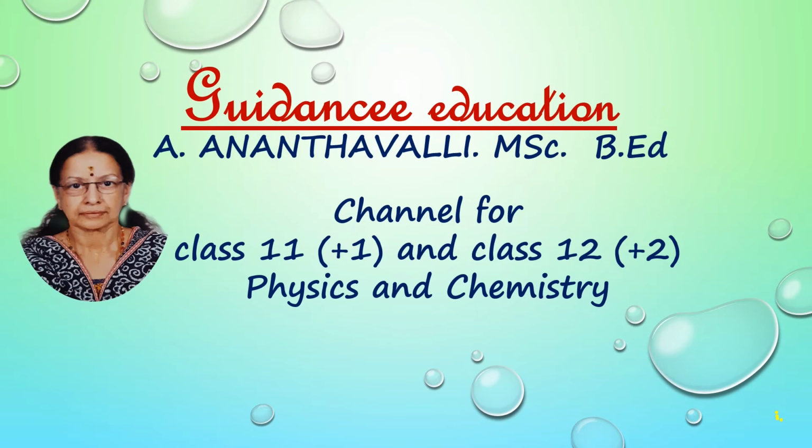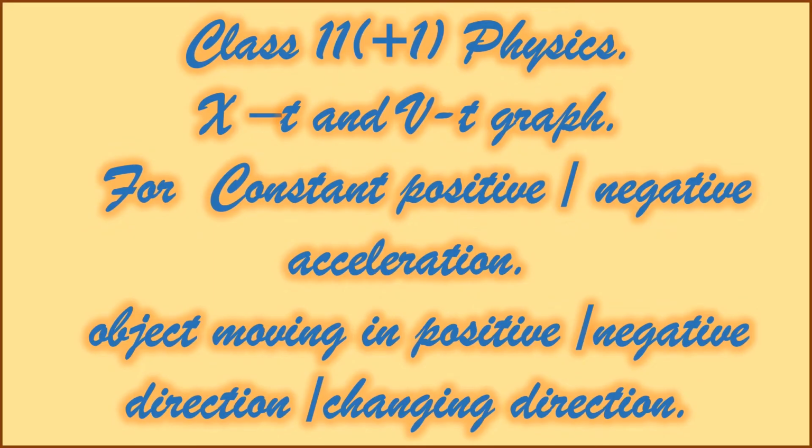We will see the topic that is discussed in this video. We are continuing class 11 physics, motion in a straight line. Under that we will be doing position time and velocity time graph for constant positive and negative acceleration for an object moving in positive and negative direction. Then for an object moving in positive direction and then changing its direction. We will also discuss the difference between uniform acceleration and constant acceleration.